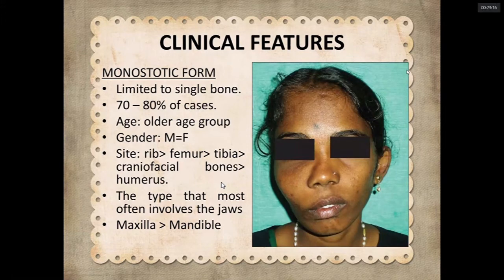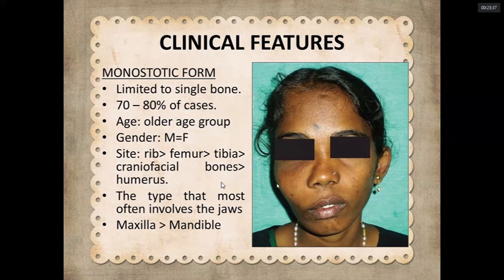Coming to the clinical features, in this we'll go by one, that is the monostotic form and the polystotic form. So first one is the monostotic form of fibrous dysplasia. Here you can see the clinical picture of a patient where there is involvement of the right maxilla. That means it is just involving a single bone.